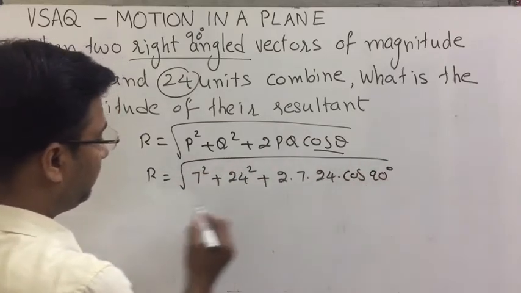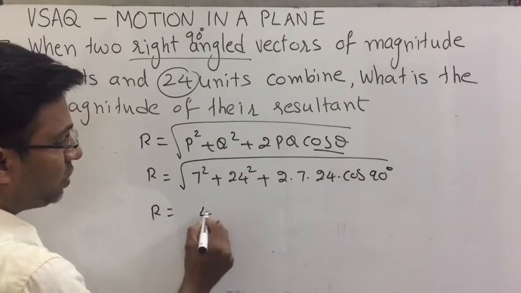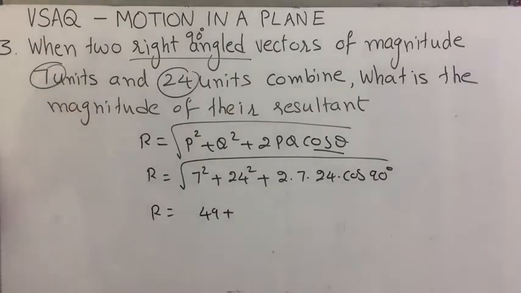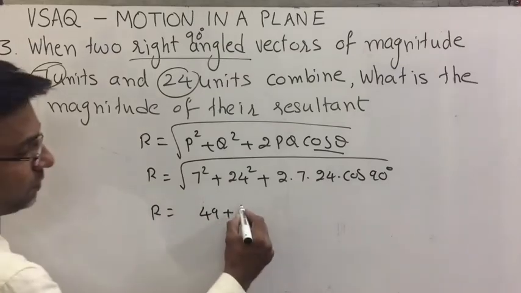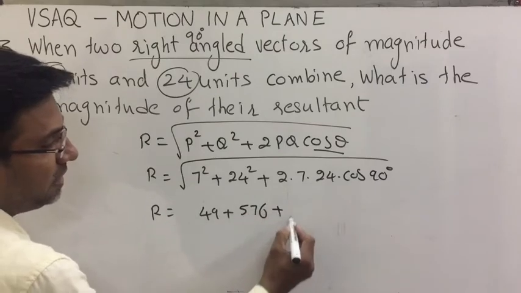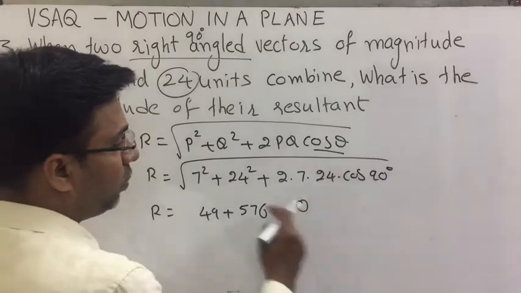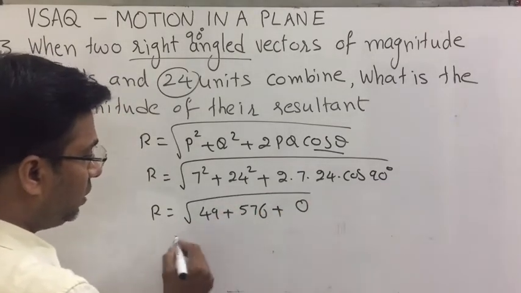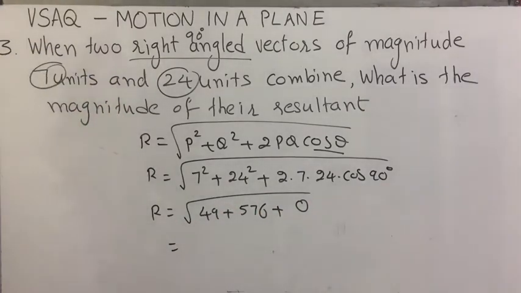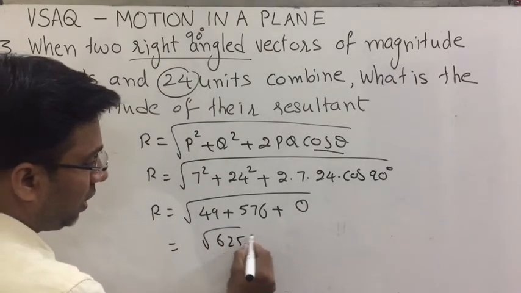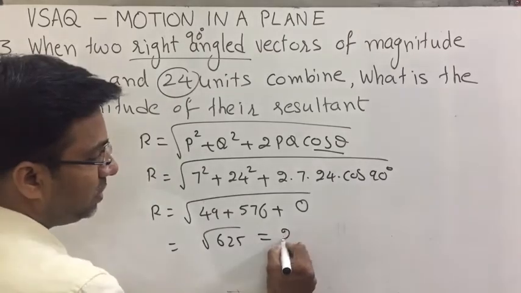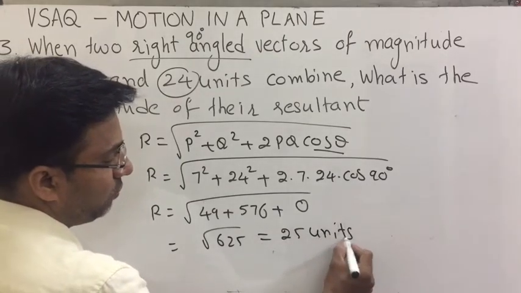So R equals under root 7 square, which is 49, plus 24 square, which is 576, plus this whole term, which becomes 0 because the value of cos 90 is 0. Therefore, under root 49 plus 576, which is 625. Root 625 is 25. So the answer is 25 units.